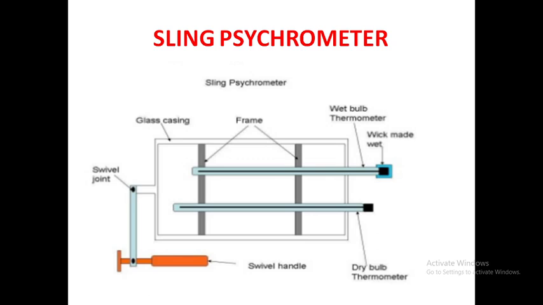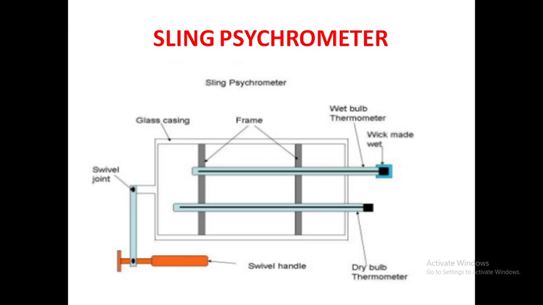At the same time, the thermometer whose bulb is covered with the wet wick comes in contact with the air as it passes over the wet wick present on the bulb of the thermometer. The moisture present in the wick starts evaporating and a cooling effect is produced at the bulb. The temperature now indicated by the thermometer is the wet bulb temperature, which will naturally be lesser than the DBT, that is dry bulb temperature.